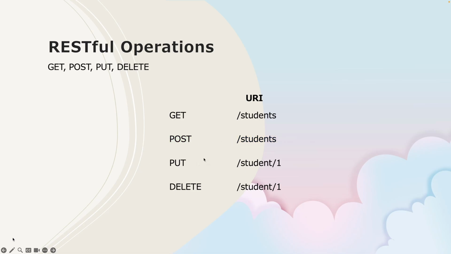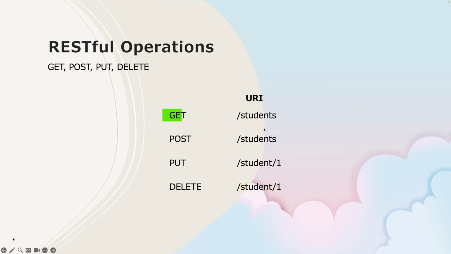Now to update an existing student, we use the PUT method with the ID or the primary key of the student, which already exists. So that's why it is /students/1, 2, or 3. Okay. So this will be the primary key. And to delete the student, we use the DELETE method with the URI /students/ID. Okay, ID or the primary key.